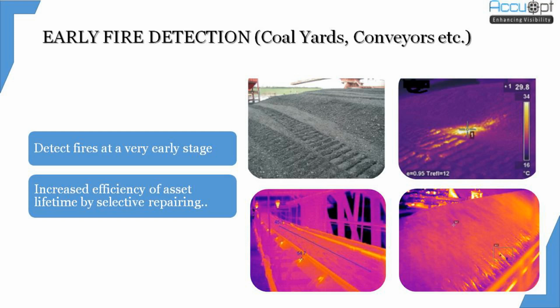Early fire detection, coal yard and conveyors. Conveyors we already discussed. In coal yards we use online thermal imagers because, due to atmospheric conditions and excess pressure, the coal piles get heated up and catch fire. So you can detect the hotspot in the coal pile early, before it turns into a fire. Then you can take necessary action on that hotspot, reduce it, and prevent a fire from happening.